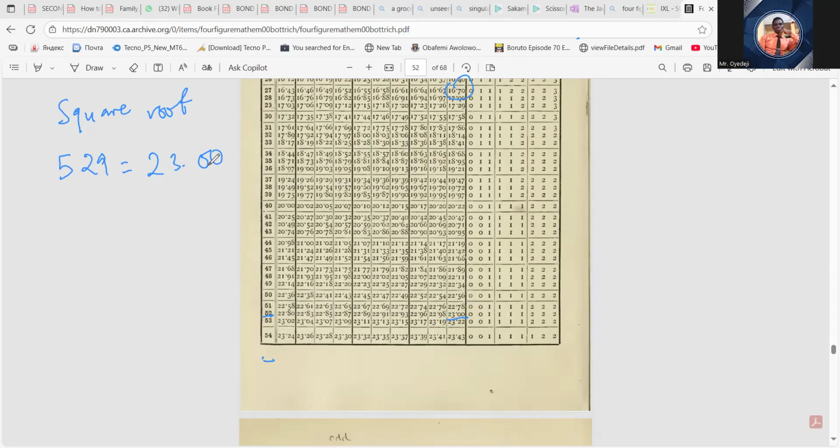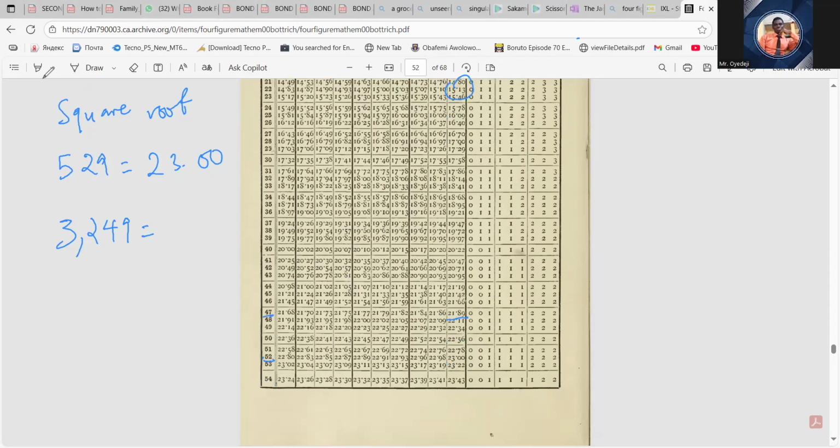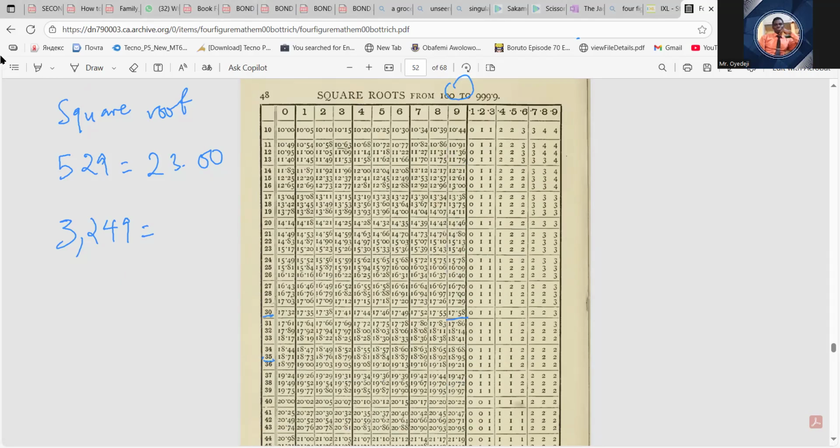Let's do a bigger number. Let's do 53,249. So all you have to do is 32. Now, remember this one is in thousands, so we'll be using a different square root table entirely. We are not using the one that we were using before.